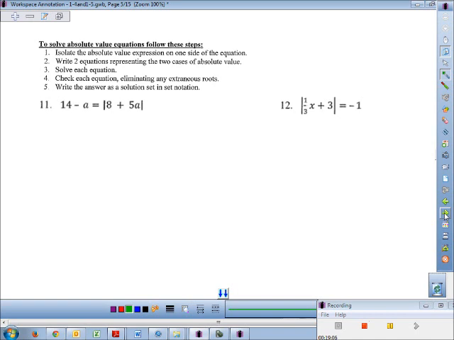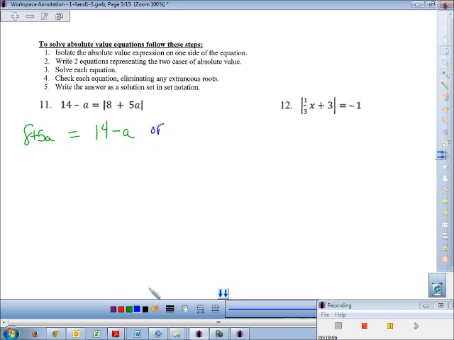Isolate the bars. Are the bars all by themselves? Yep. You got a funny feeling about this one now? It feels kind of funny because there's a variable out there. So let's do this. Let's take what's in the bars of 8 plus 5a and set it equal to what we see over there. Because the bars are all by itself, we're ready to rock. There's our first one. So far, so good.